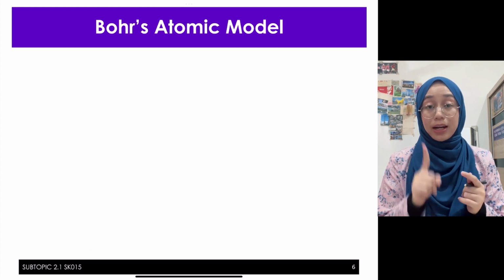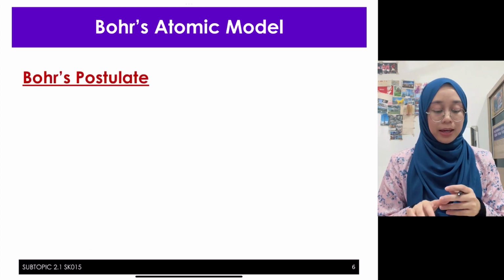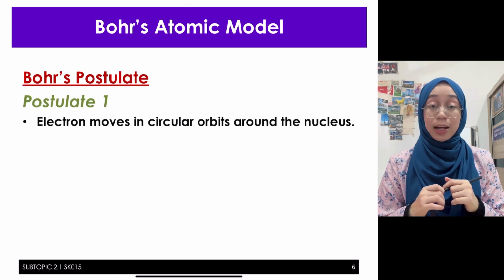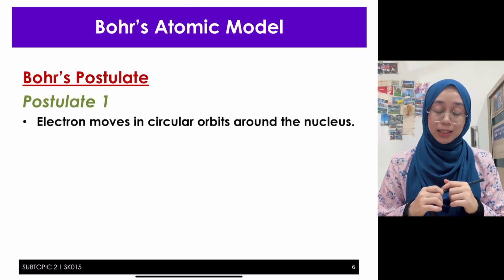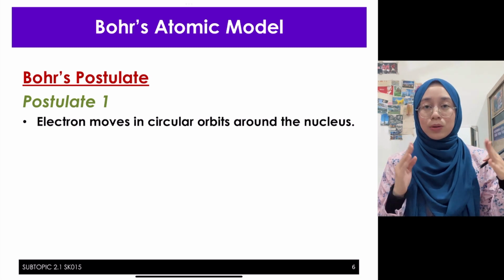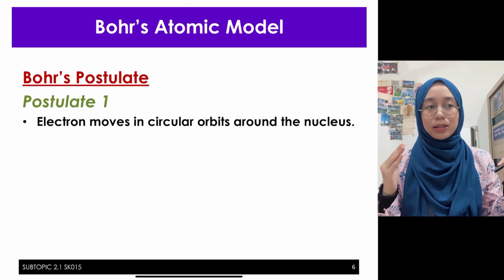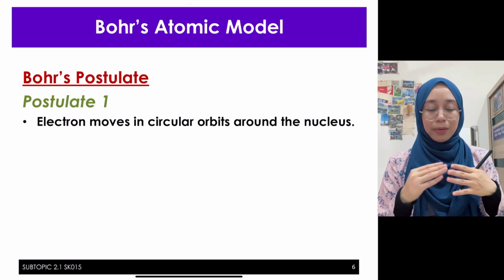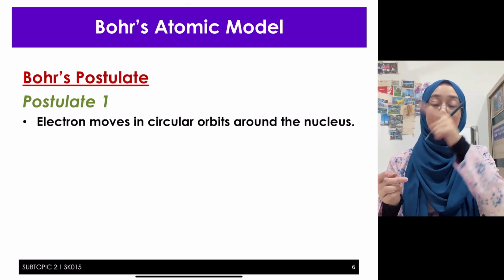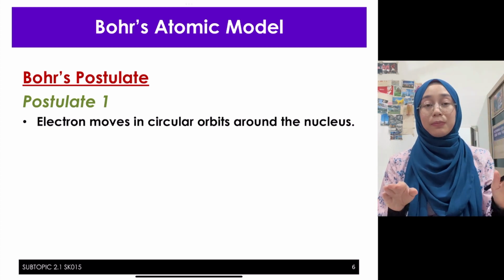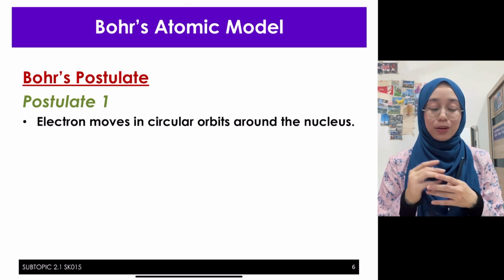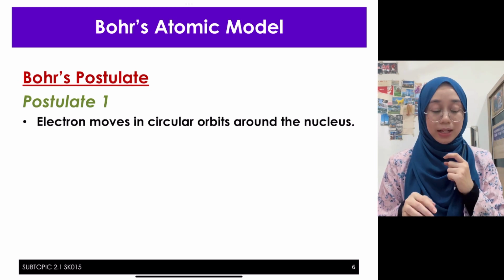Okay, so let's have a look dekat postulate number 1. Okay, ataupun assumption number 1 dia. So his first postulate adalah electron moves in circular orbits around the nucleus. Okay, itu adalah memang kalau benda yang kita belajar waktu sekolah dulu, kalau kita nak kena describe atom, memang kita cakap electron dia akan move in circular motion sekeliling nucleus tu. Okay, so this is not something new to us. Okay, yang ni memang kita tahu dah. So this is actually one of Bohr's punya assumption.